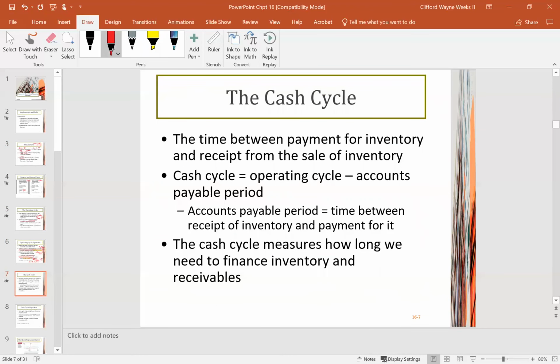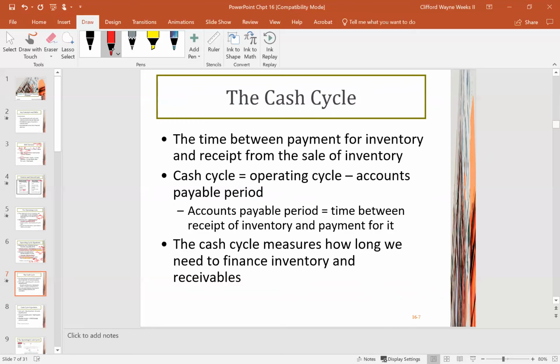And so the time between the payment for inventory and the receipt from the sale of inventory is referred to as the cash cycle. The cash cycle is made up of the operating cycle, which we just got done doing, subtract the accounts payable period. The accounts payable period is just how long our accounts payable stay unpaid, the time between the receipt of inventory and the payment of accounts payable. So the cash cycle measures how long we need to finance inventory and receivables.